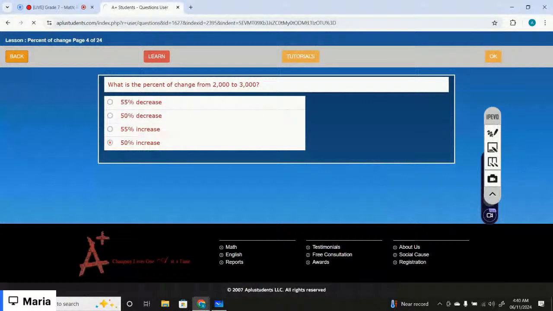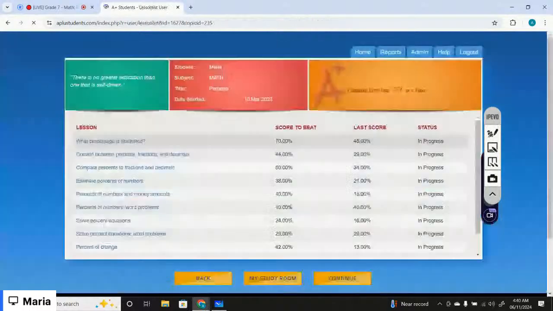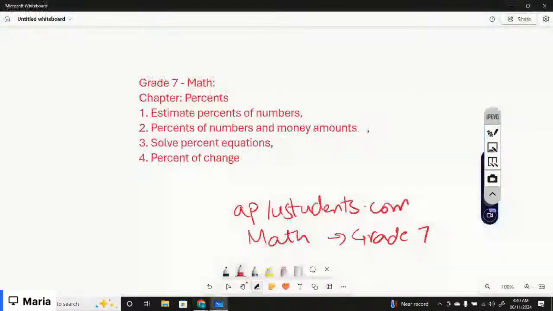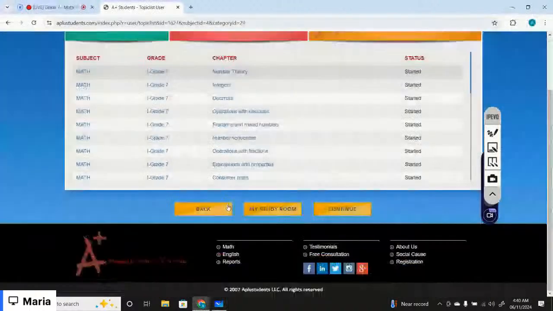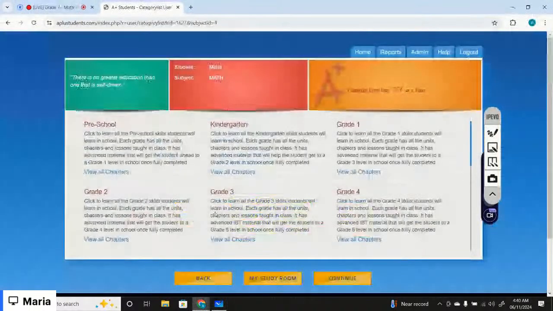So we were working on grade 7 math. The chapter we were working on is percents. The lessons we have covered today are percents, estimate percents of numbers and money amounts, solve percent equations, and percent of change. So please make sure before the next session you complete all the practice questions for the lessons we just did. That is your homework until next session.